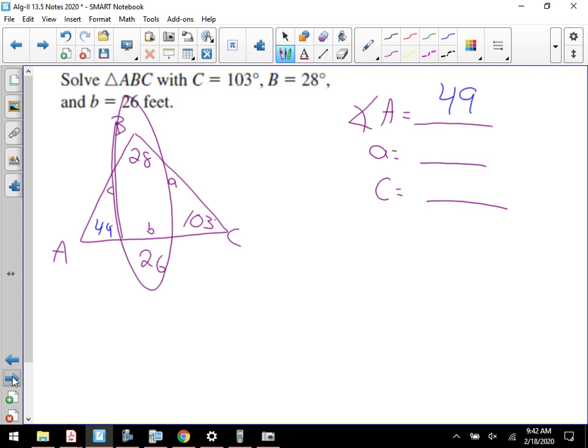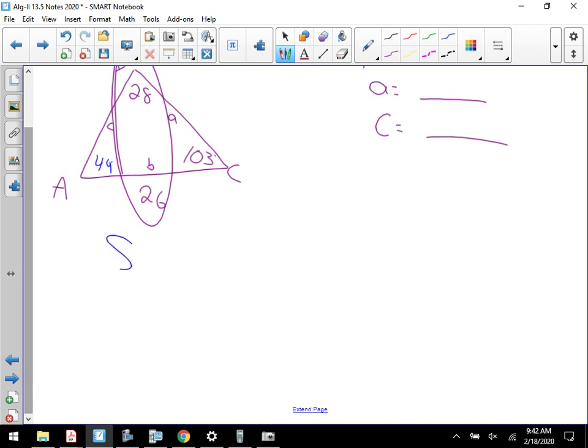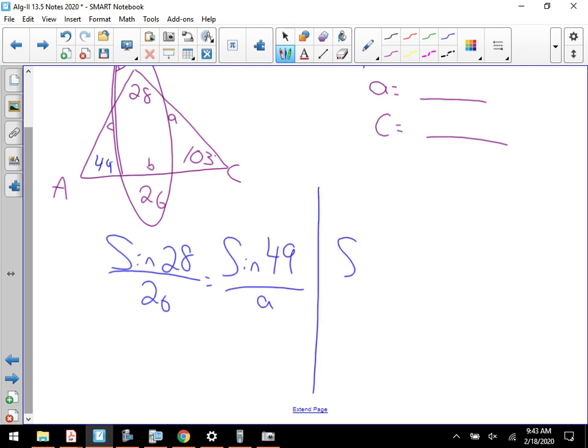So I set it up this way. Sine of our angle B, sine of 28, is to its side opposite, as the sine of angle A is to its side opposite. Sine of angle B, which was 28, to 26. C was 103, is to its side opposite, little c. I'm writing it down first before I go back into trying to solve it. At this point, it's just fraction equal fraction, guys. There's a lot of cross multiplying.